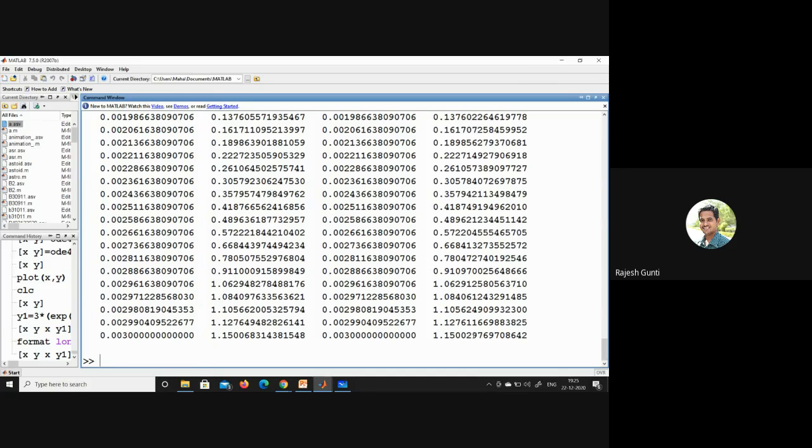1.150029 is the analytical solution value. 1.150068 is the MATLAB numerical solution. I hope you understand. The difference is very small. Am I correct? So up to 4 decimal places, the answer is the same. Did you understand?